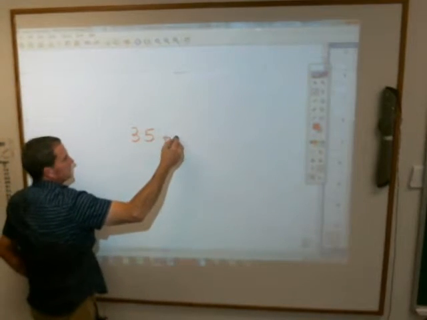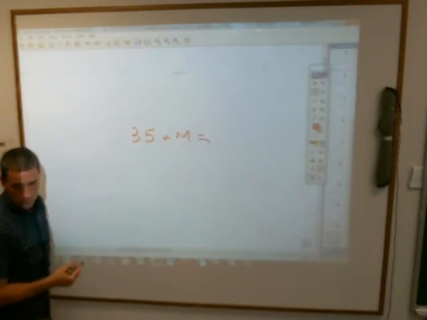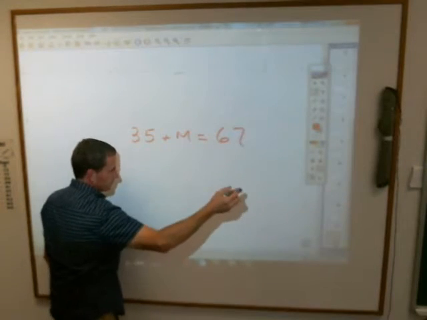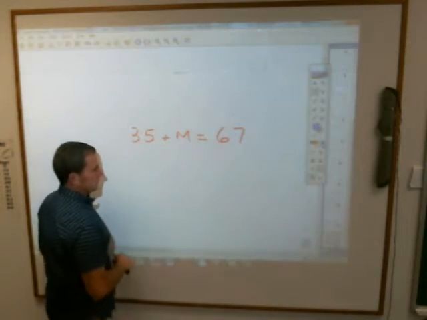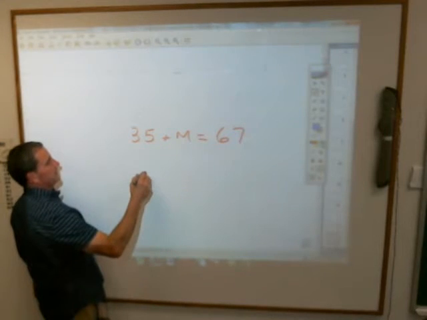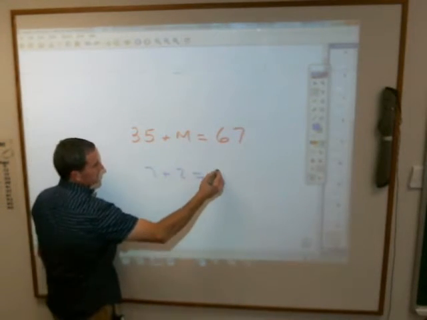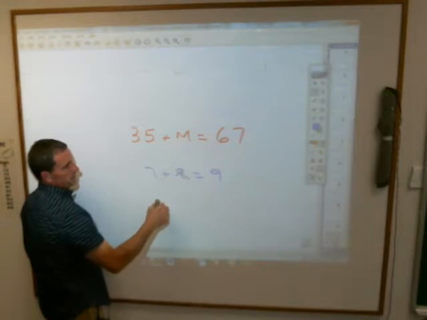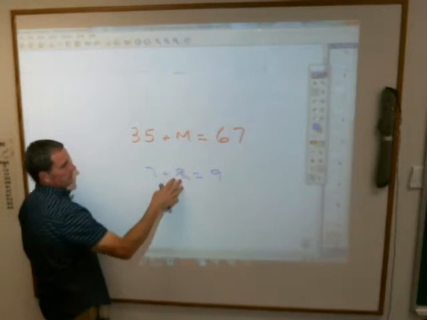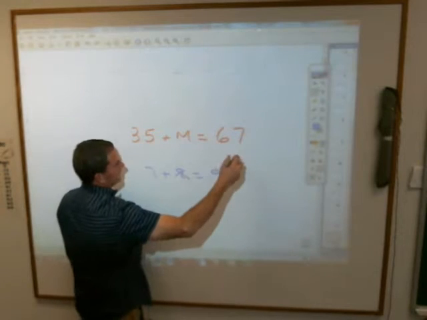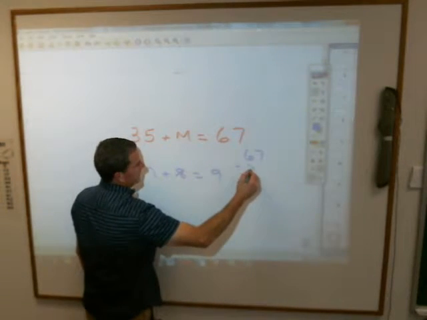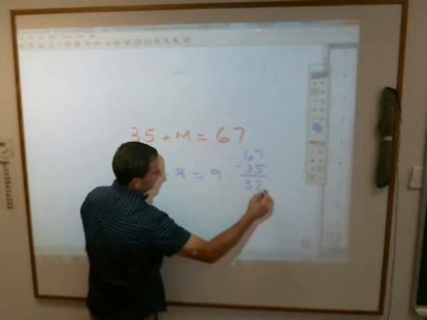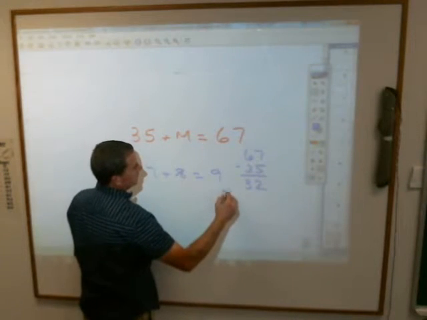35 plus m equals 67. Go ahead and think of an easy problem. Maybe this time I think 7 plus 2 is 9. If I was missing the middle of this 2, what do I do with 9 and 7 to get 2? I subtract. So I'm going to subtract 67 minus 35 and get 32. And that's what my letter M equals.